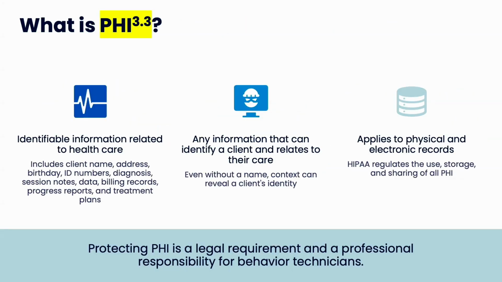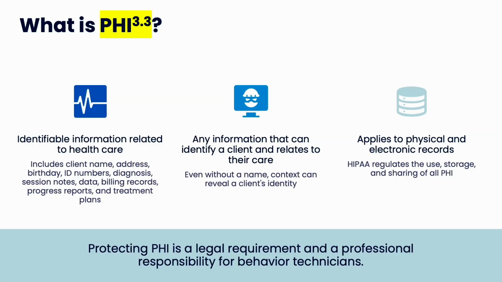So what is protected health information? It is any identifiable information related to healthcare. And typically this will include the name, the address, the birthday, any kind of ID numbers that your agency or others might use, diagnosis, session notes, billing records, progress reports, and treatment plans. And any information that can identify a client and relates to their care. Even without a name, the information is considered private, and it applies to physical and electronic records.